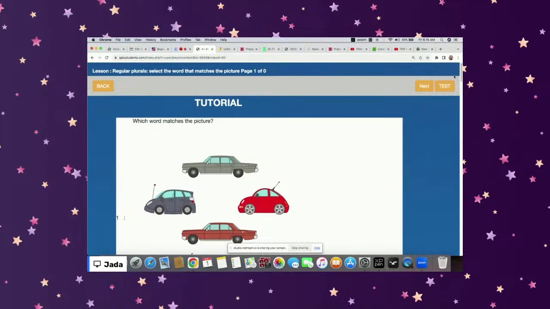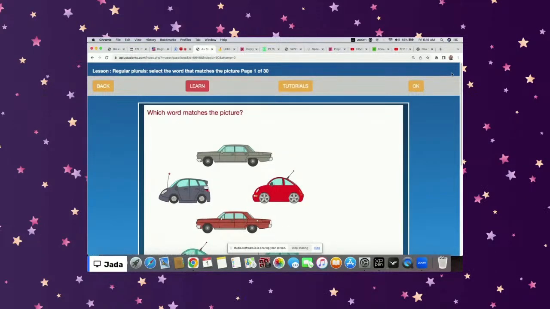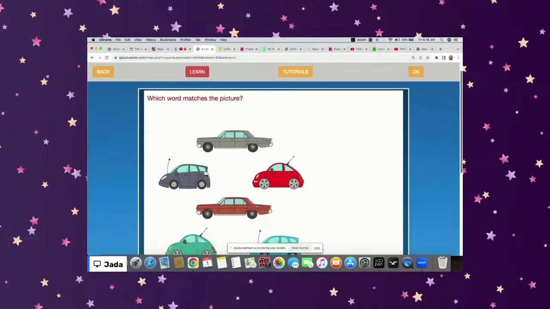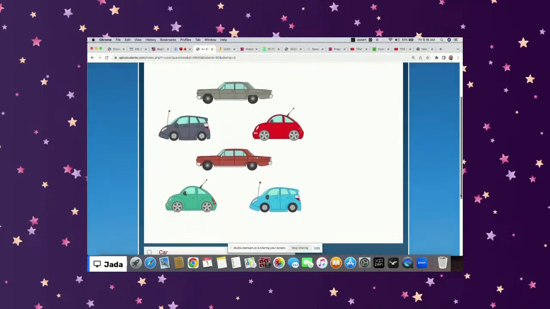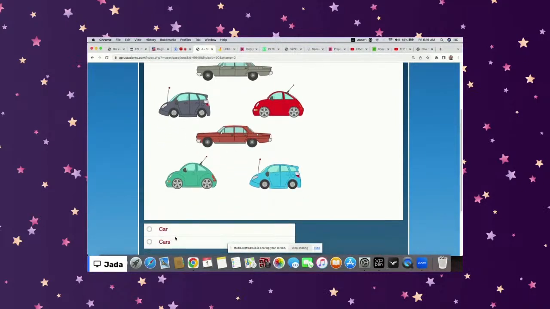So we'll move on to the test now and then we will answer the test questions. Send your answers on the chat. Which word matches the pictures? This is the one we got from our tutorials. We have six cars here, so our answer will be what? Cars, because it is more than one.